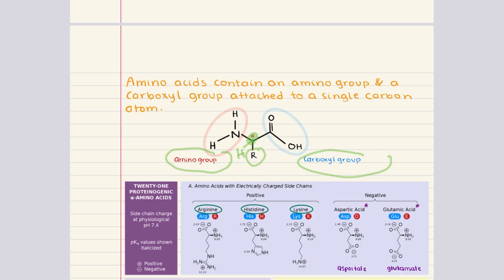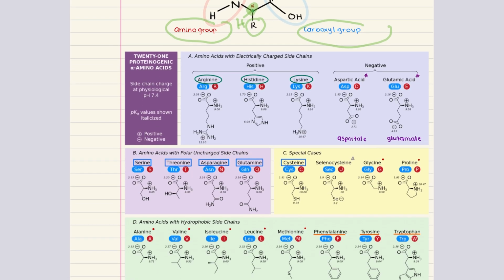When we study amino acids for the MCAT, we focus on the 20 standard amino acids that are directly encoded by the genetic code. These are called proteogenic alpha amino acids. There is a 21st amino acid, selenocysteine, and while it plays a role in specialized proteins, it's not something you need to memorize for the MCAT, so we're just going to ignore it.